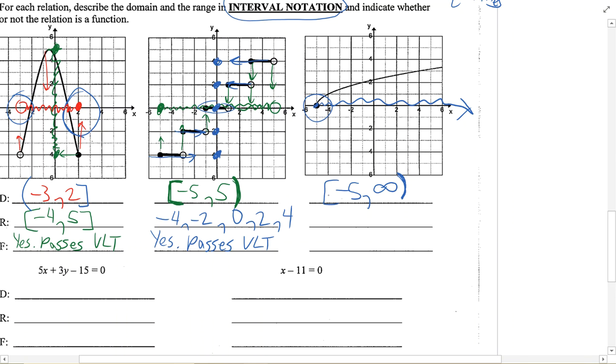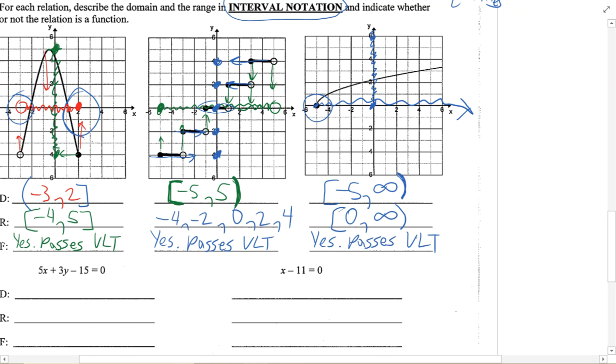Okay. What about my y value? Well, my y value starts at 0, and then if you squash the line, it touches every value and goes forever. So the low value is 0, comma. The high value goes forever. What number do we use for numbers that go forever? Infinity. And we never reach it, so we use a rounded bracket. However, the 0 is a dot, so we reach it. Does this pass the VLT? Yes, it's a function because it passes the VLT.